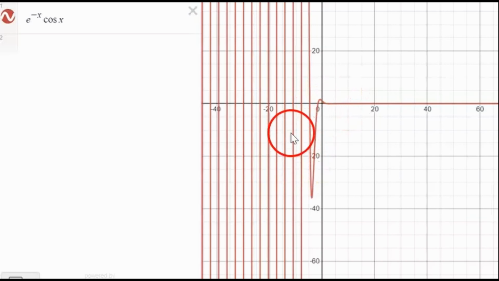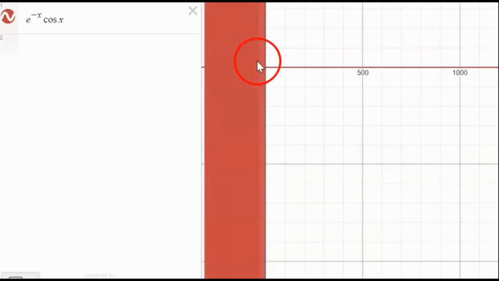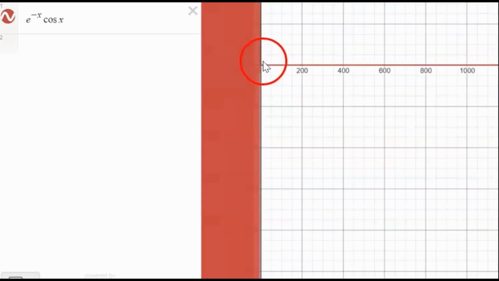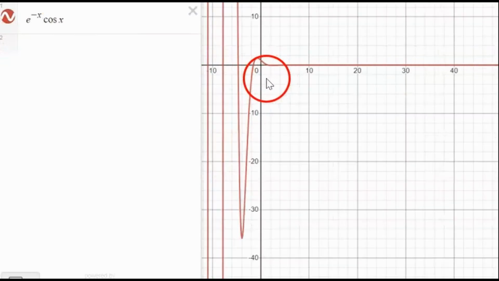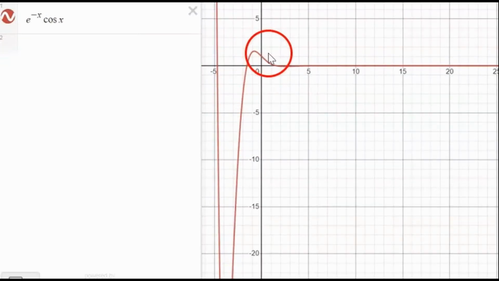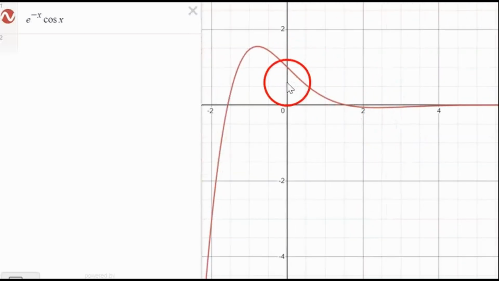But look what happens to the wave as x is negative. This wave is so big. If I scroll out, I can't even get to the top of the wave, no matter how much I scroll. That's how huge this amplitude gets when x is negative. That's crazy. But when x is positive, and we're going in the positive direction, we still have this wave, but the wave goes to 0 really, really quick.